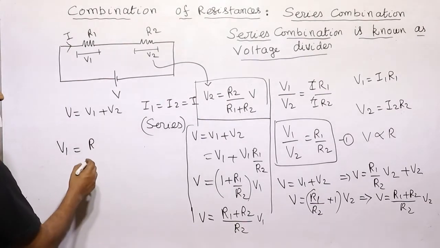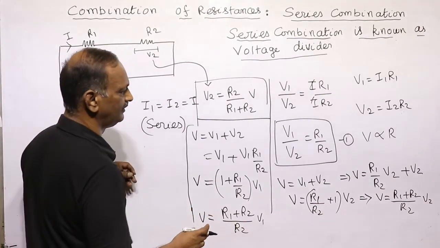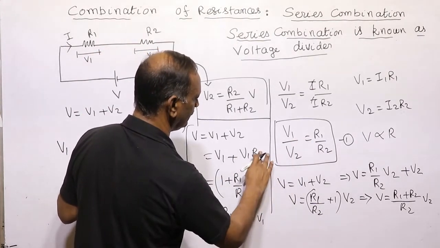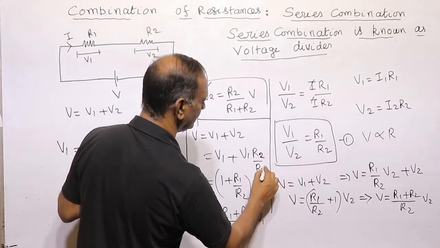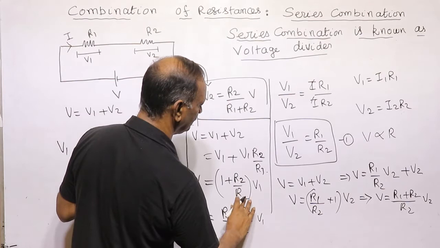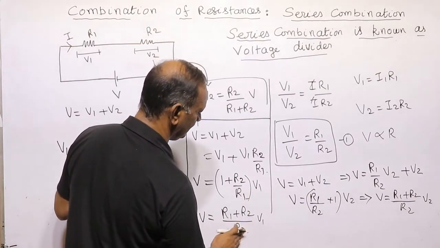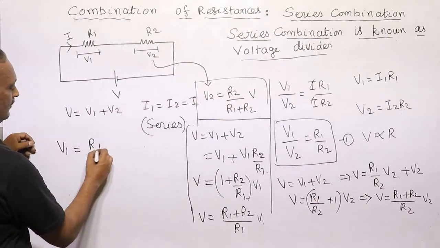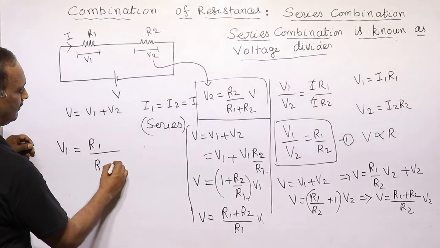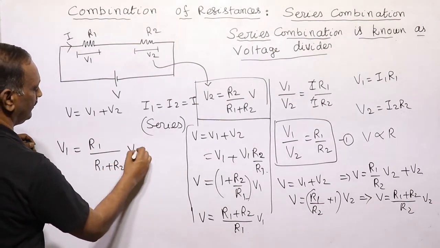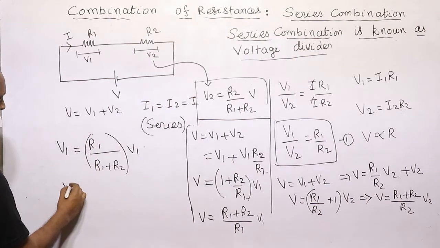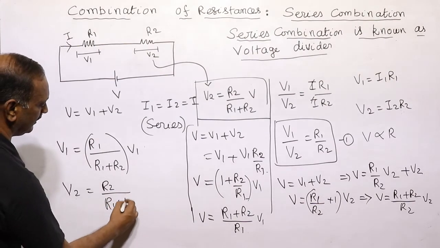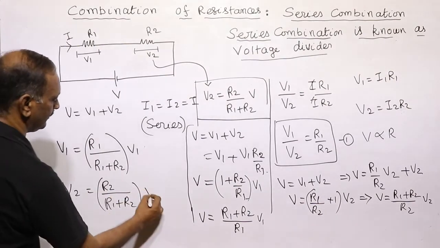Or V1 is equal to R1 divided by R1 plus R2 into V. So V2 can be written as R2 divided by R1 plus R2 into V.